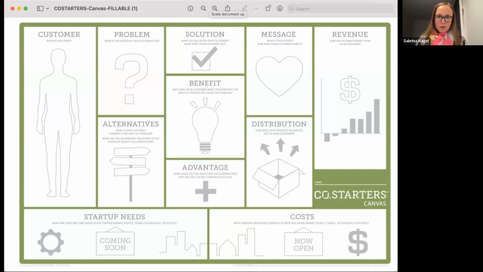You wouldn't want to rely on favors from people on an ongoing basis. So on the right-hand side, these are the costs that are ongoing. Anything that keeps you going, that's essential, or I guess non-essential, but you probably want to focus on the essential things first. And again, they could be a combination of money, people, things, technologies.